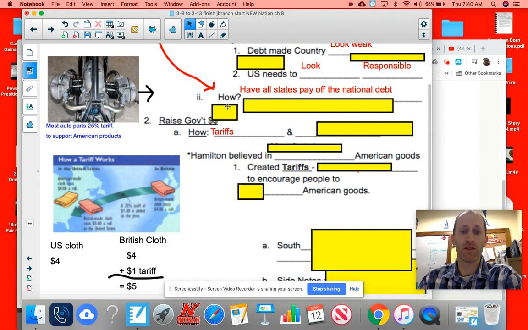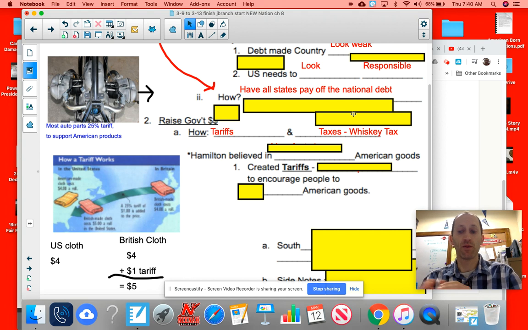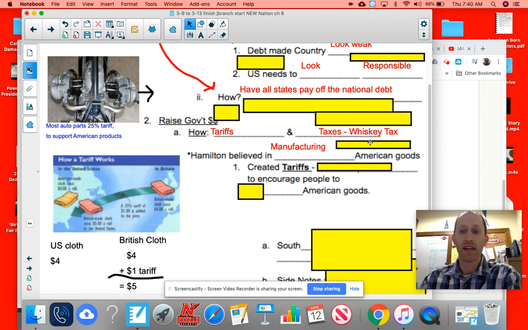All right, we would get the money through tariffs. A tariff is another name for a tax. One of these taxes was the whiskey tax. Farmers raised whiskey to help make ends meet, all right, between the time of planting the crops and harvest in the fall. Okay, so whiskey was a supplemental income that they could sell on hand. Hamilton believed in manufacturing. Okay, he wanted to also add that into paying off the national debt.